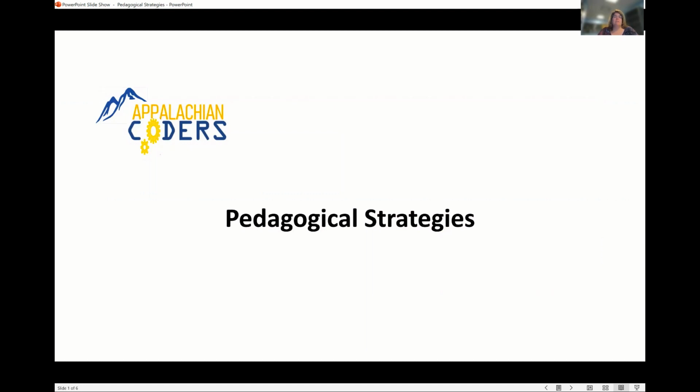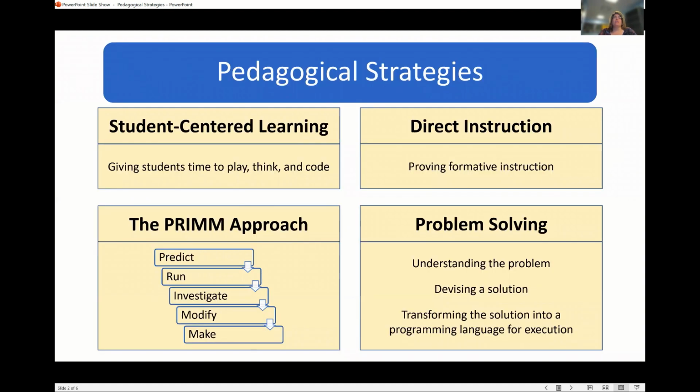This video covers pedagogical strategies. You already have a wealth of pedagogical strategies in your toolkit. This video covers a few that we can use a lot in computational thinking, especially when working with code.org lessons. They include student-centered learning, direct instruction, the PRIM model, and problem solving.